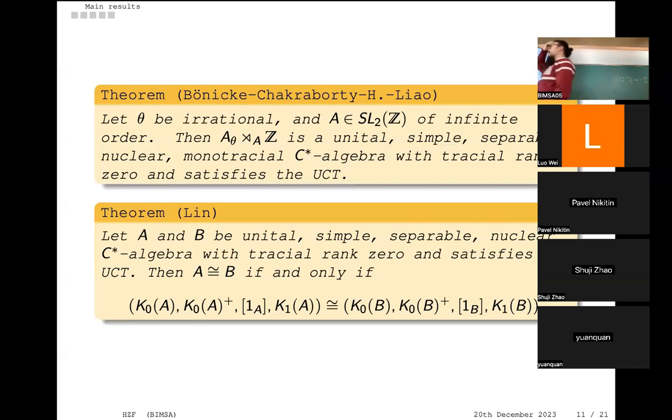And tracial rank zero is one instance of the regularity property in the classification result of C*-algebras. For example, finite nuclear dimension, which is very popular now, is another kind of regularity property. But anyway, after verifying the classifiability, we can apply Lin's result. This is one instance of the classification result that I promised I would introduce.